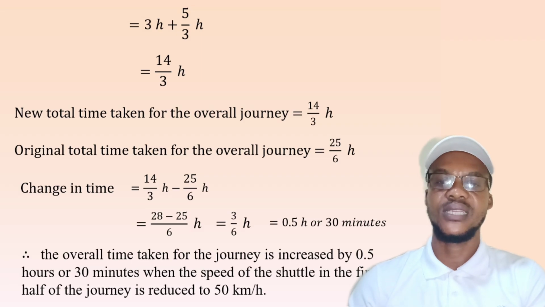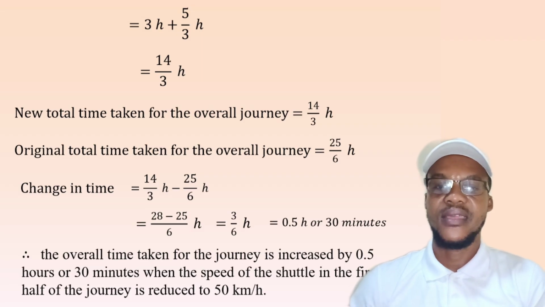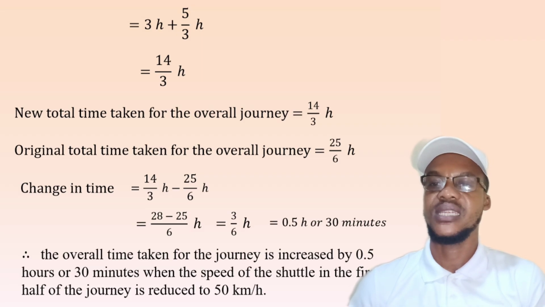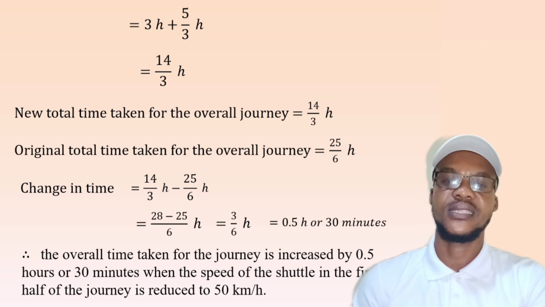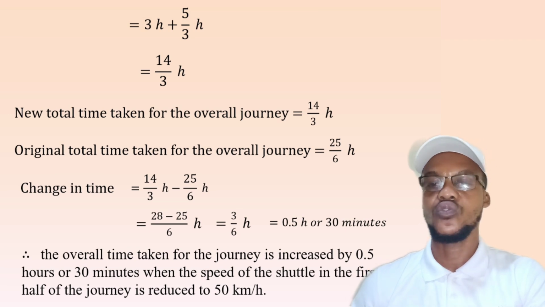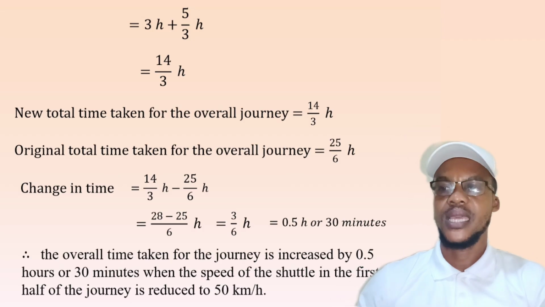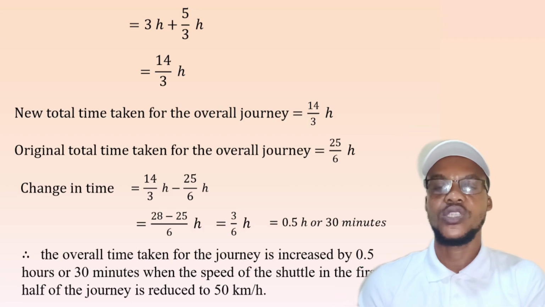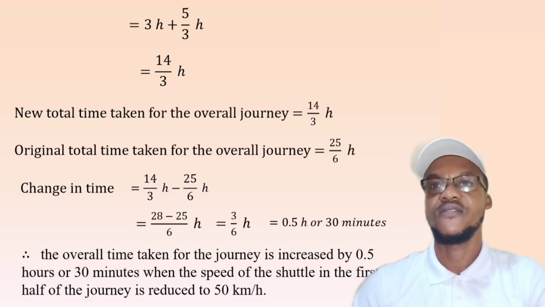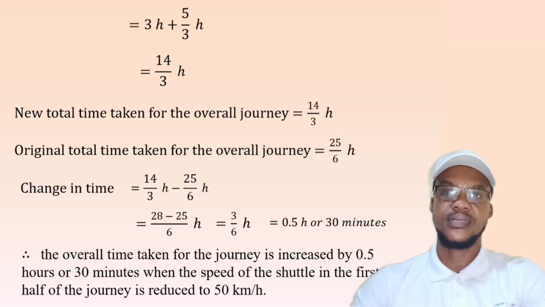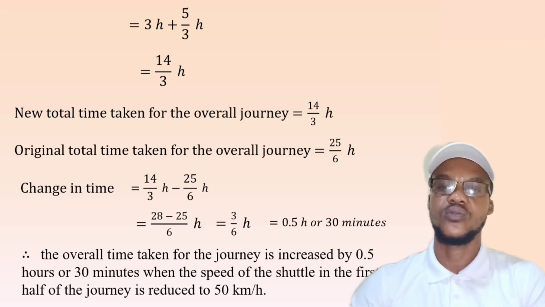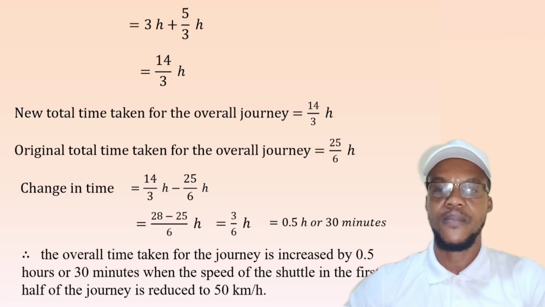So we can conclude that the overall time taken for the journey is increased by 0.5 hours or 30 minutes when the speed of the shuttle in the first half of the journey is reduced to 50 kilometers per hour. So this answers everything. You see that the question is not difficult. It is very easy. Just that when such questions are given to you, you need to take your time.